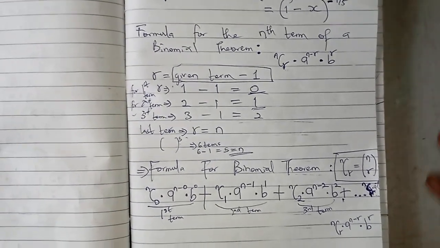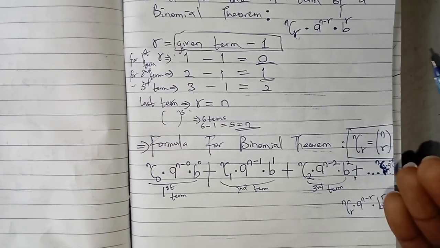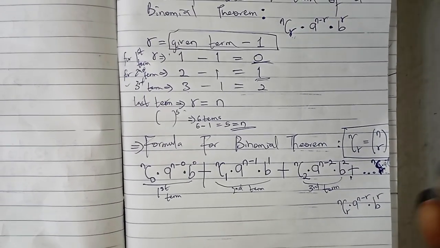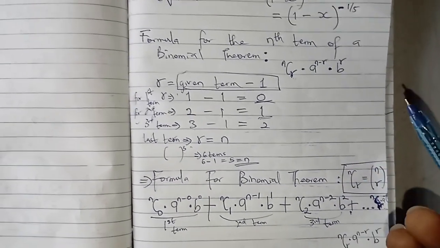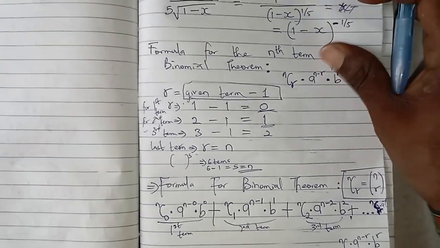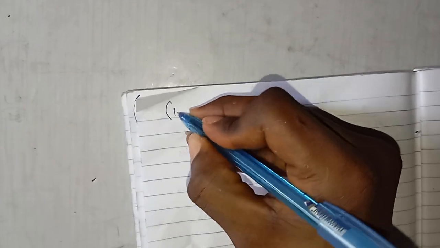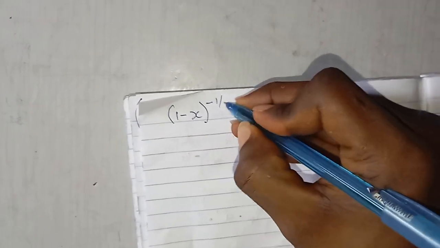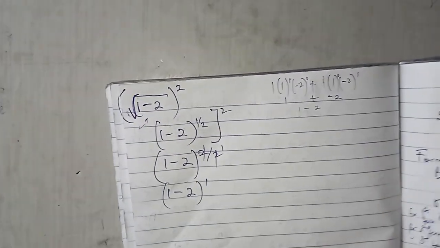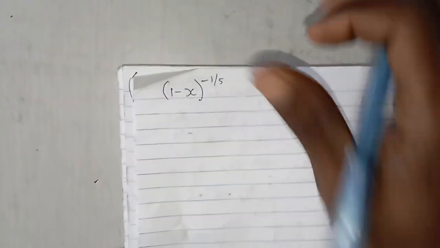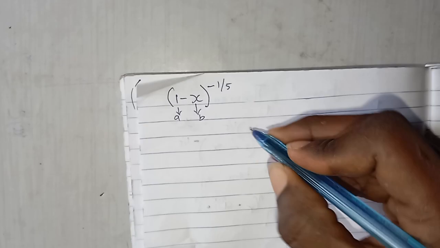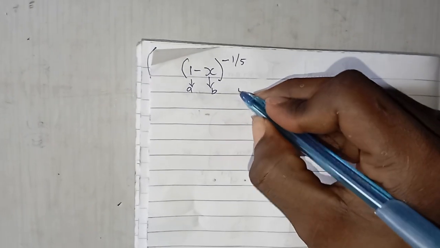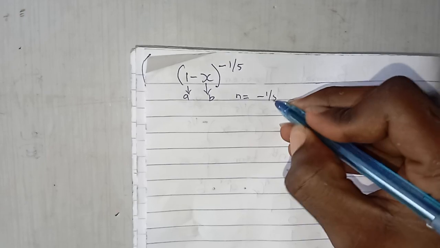That is why in most textbooks they tell you that there is nothing like negative combination or negative permutation. So once it's negative, you are free to go as far as you can. All right, so let's try to solve this: 1 minus x raised to power minus 1 over 5. You need to understand that the first term is a, the second term is b, and n is negative, which is minus 1 over 5.